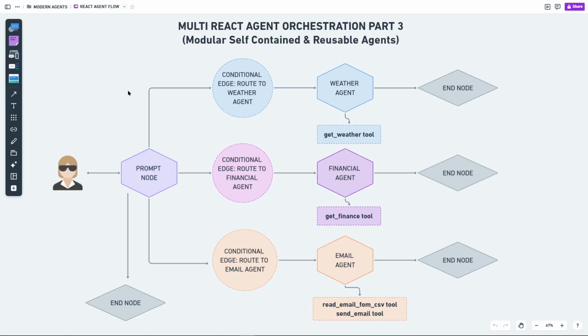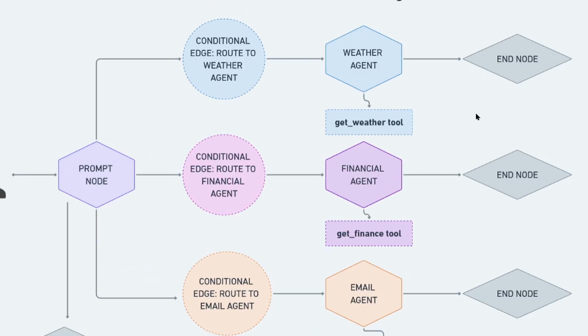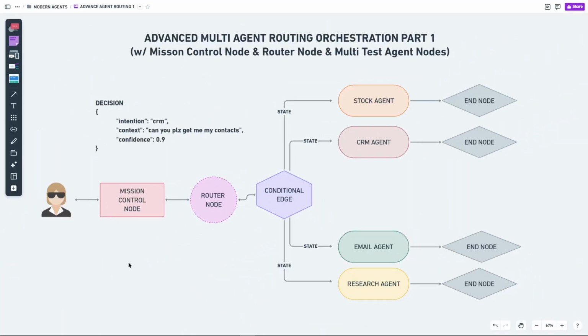But at scale, this architecture is not very robust because human messages don't work that way all the time, which makes our conditional edges not very dependable. Because of that, I am bringing in a new routing architecture. So this is the new plan. Welcome to the advanced multi-agent routing orchestration with mission control node, router node, and multi-test agent nodes.